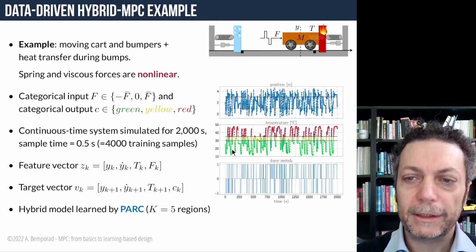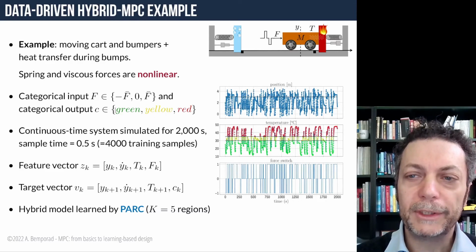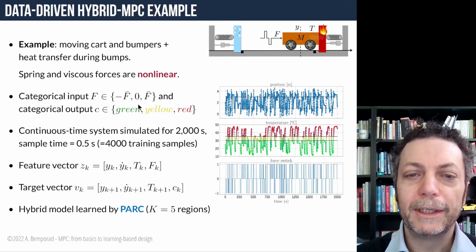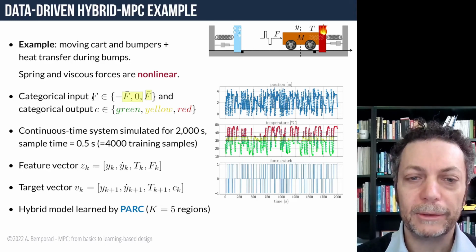So here is a data set that I have collected by exciting the cart with a random force. And you want to distinguish between three levels of temperature. Say you have the level green, yellow, and red, depending on where the temperature is. So what is the range of temperature? Now, what is assumed here is that you don't know the range of temperature, you only know the color. So what is in the data set is only plus minus f bar, the input force, and the color of the temperature.